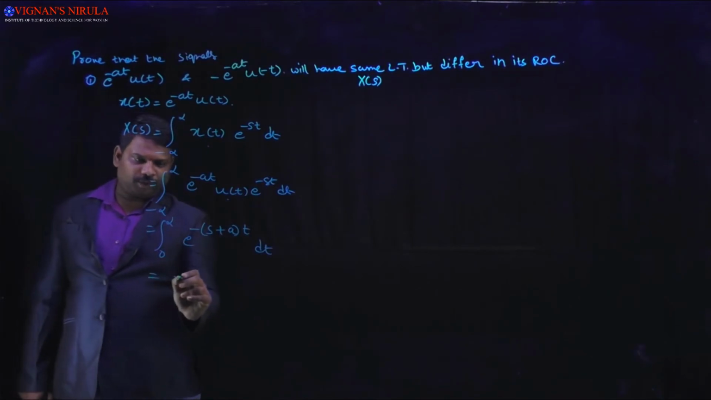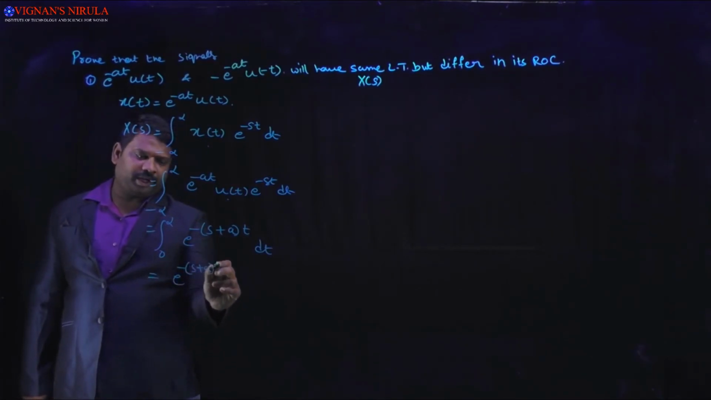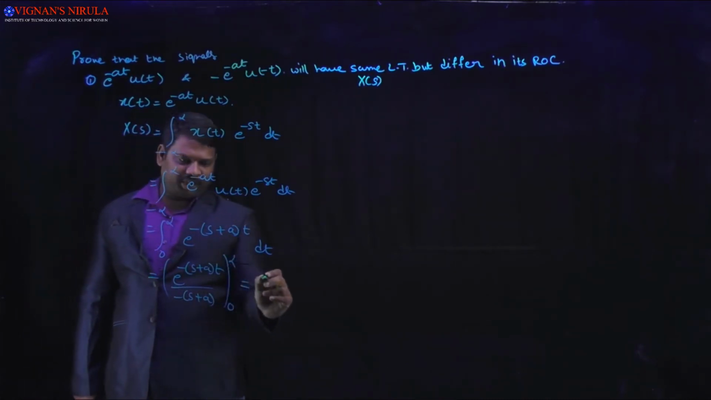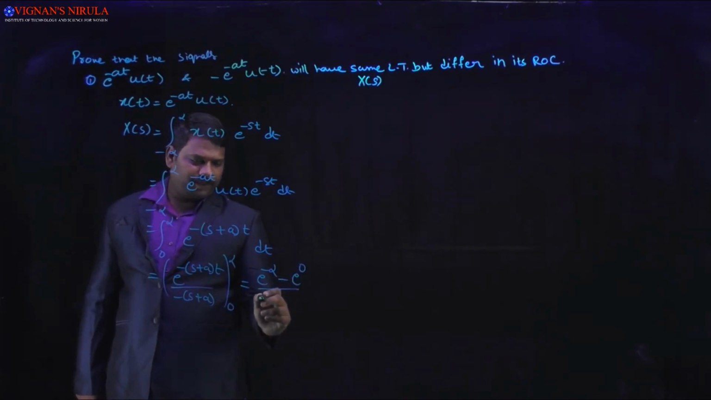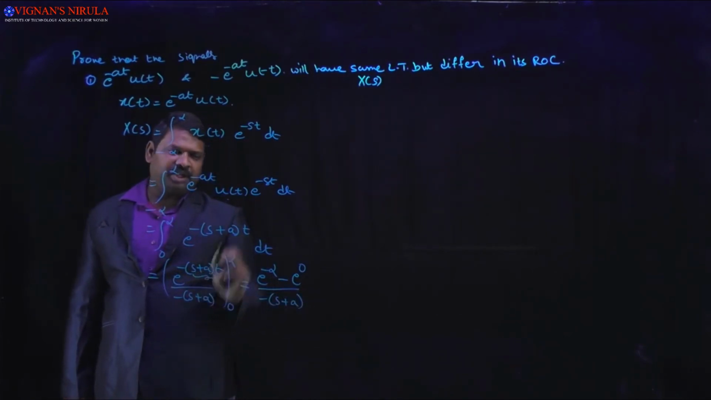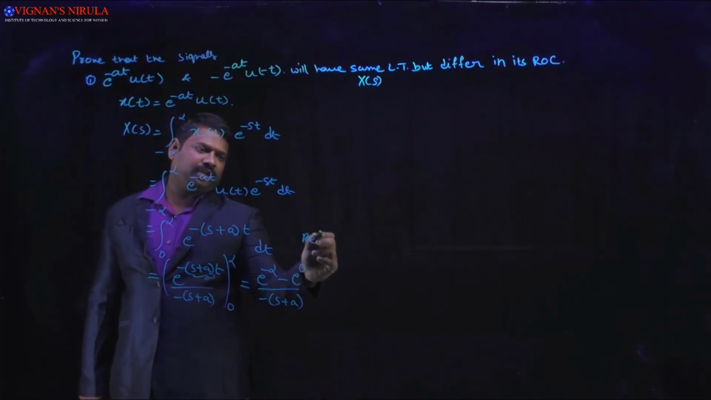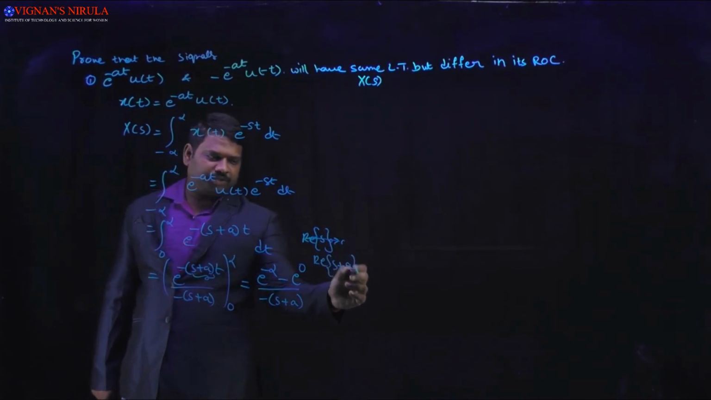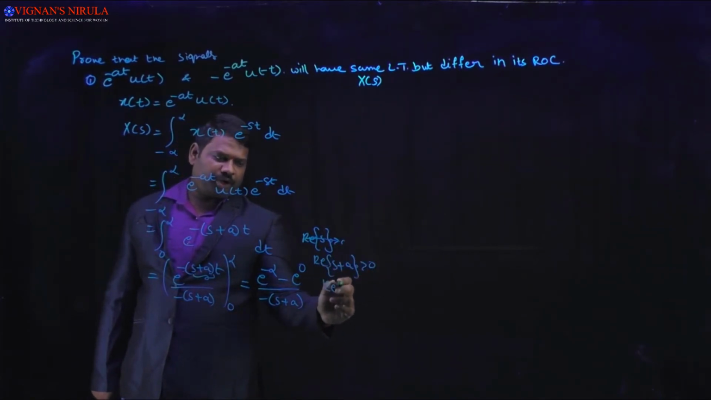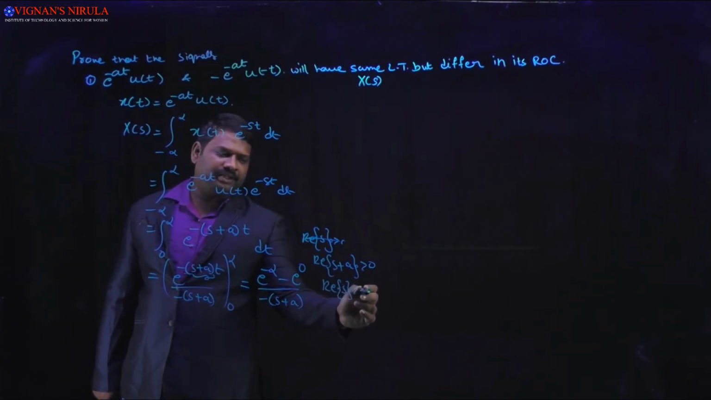Okay, when we perform the integration, e power minus of s plus a of t by minus of s plus a with the limits from 0 to infinity. When we substitute infinity here, e power minus infinity minus e power 0 by minus of s plus a. Provided this will happen whenever s plus a is greater than 0 only. That's why the region of convergence here will become RE of s plus a should be greater than 0. Therefore, RE of s will be greater than minus a.